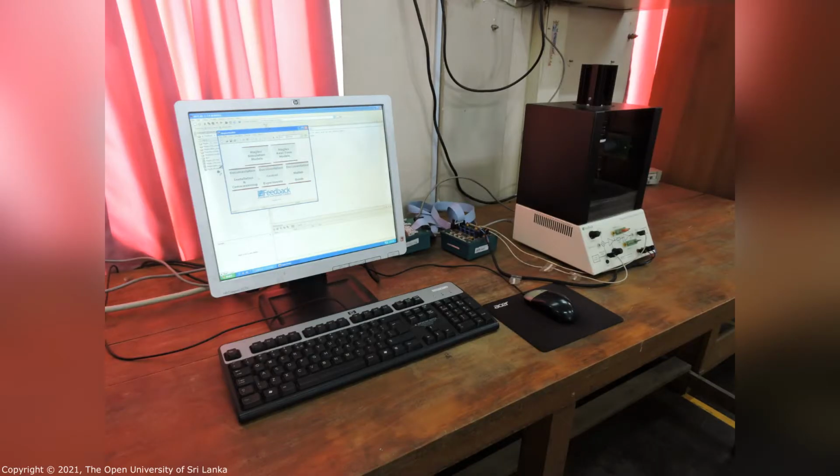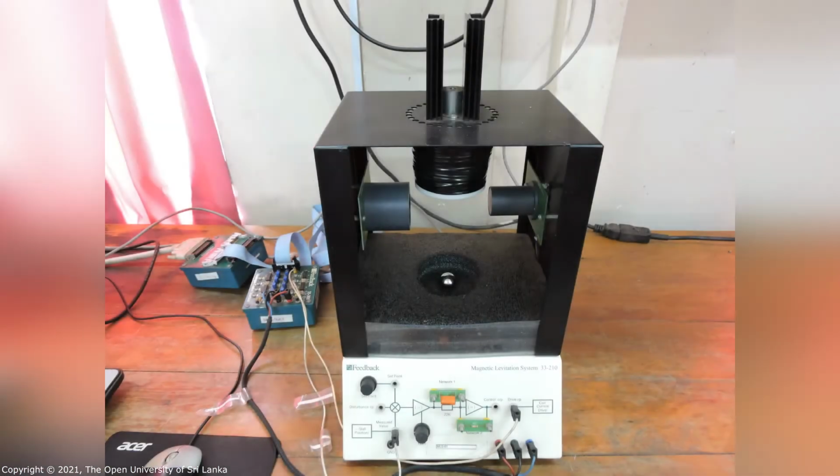Introduction. This video provides a short explanation about the feedback magnetic levitation control experiment. Before going to the introduction, you must refer to your lab sheet.